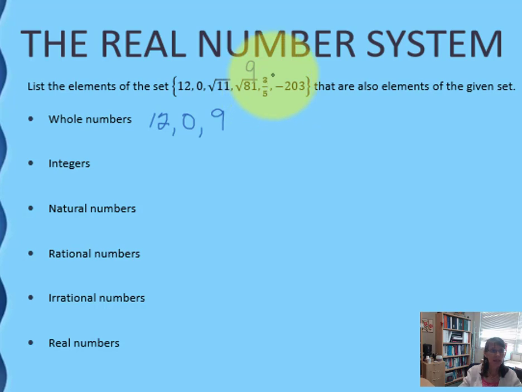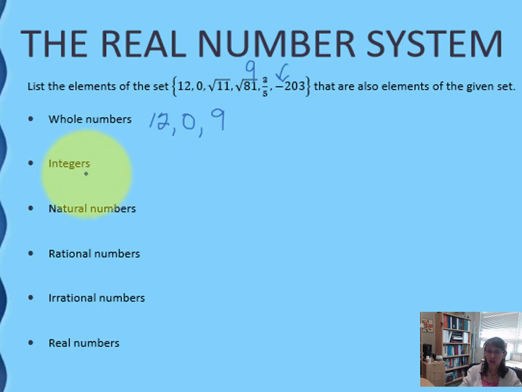3/5. Take 3 and divide that by 5. That is not going to divide evenly, and therefore it's not going to turn out to be a whole number, so we can't include that. Negative 203. It looked good, except there is this negative in front, and negative numbers are not whole numbers. So we only have 12, 0, and 9 for whole numbers.